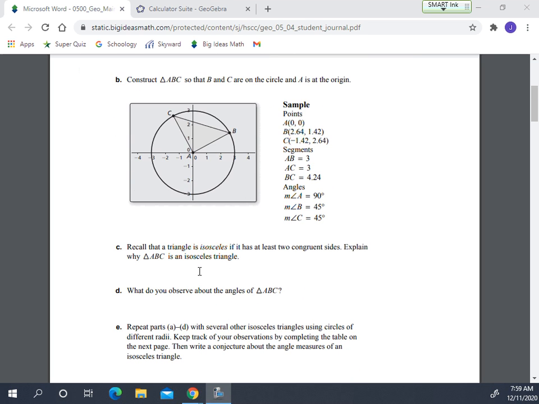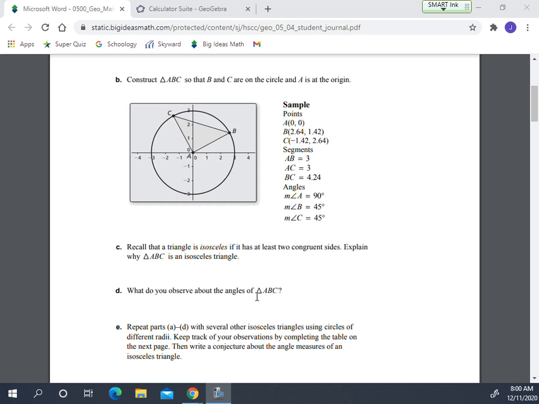I'm going to go through GeoGebra here in a second, but first we're going to read part C. Recall that a triangle is isosceles if it has at least 2 congruent sides. So explain why ABC is an isosceles triangle. Well, it has 2 side lengths equal to 3, right? If B and C are on that circle, we know that the radius is 3. They're going to have side lengths of 3 no matter how much we move it. The side lengths will always be the same, okay?